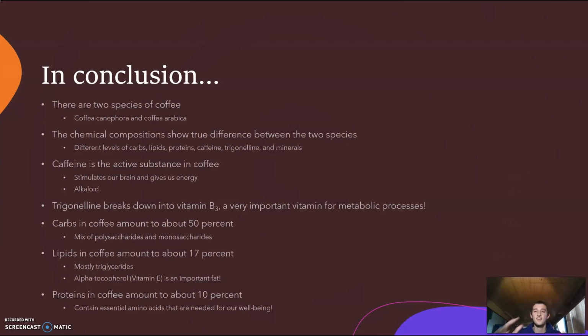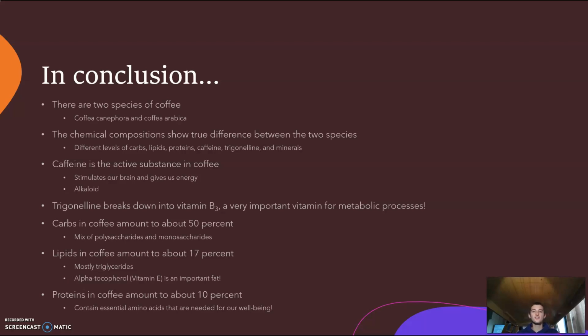So just in summary, there are two different species of coffee, Coffea canephora and Coffea arabica. The chemical composition differs in carbs, lipids, proteins, caffeine, trigonelline, and minerals. Caffeine is the active substance in both of these Coffea species, and it's an alkaloid just like trigonelline, and trigonelline, as we remember, breaks down into vitamin B3, a very important metabolism vitamin. There are carbs in coffee, lipids in coffee, and proteins in coffee. Those make up most of the liquid portion of coffee, and they have metabolic benefits.